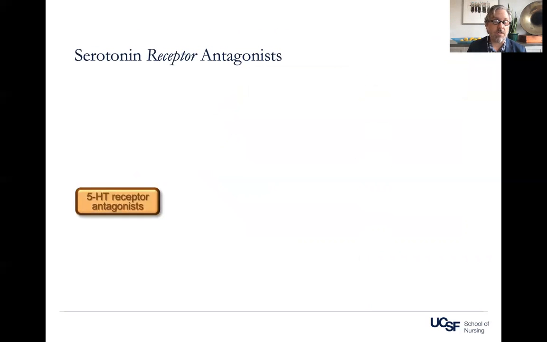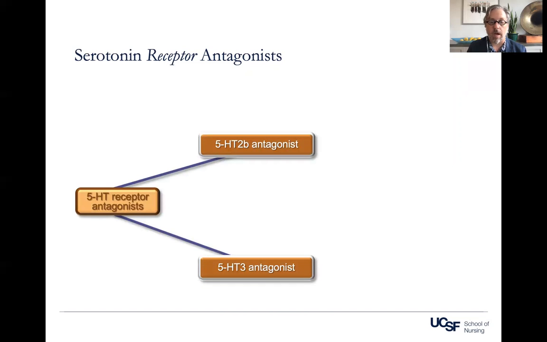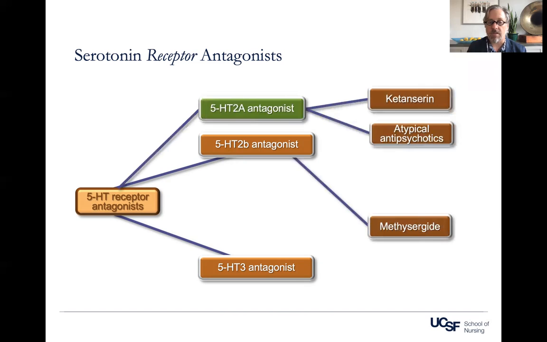Now let's turn our attention to the antagonists. So what happens when we block these receptors? The main receptors we might block would be serotonin 2B and serotonin 3, and also serotonin 2A. So the atypical antipsychotics often will have at least partial antagonism of the serotonin 2A receptor. And as you'll find out when we talk about antipsychotics, that actually causes a release of dopamine in areas of the brain where we want to have more dopamine activity to improve cognition.